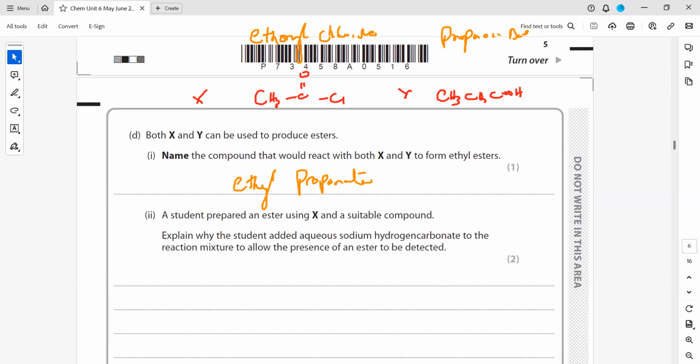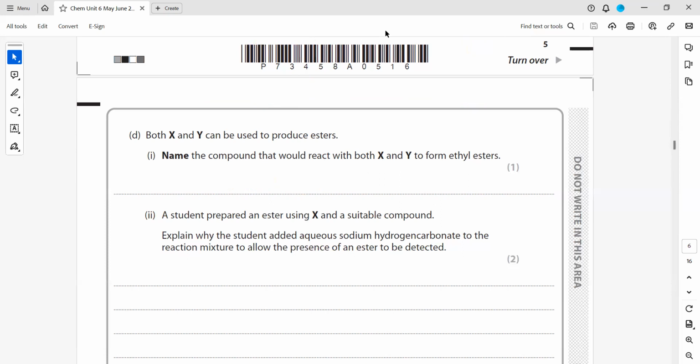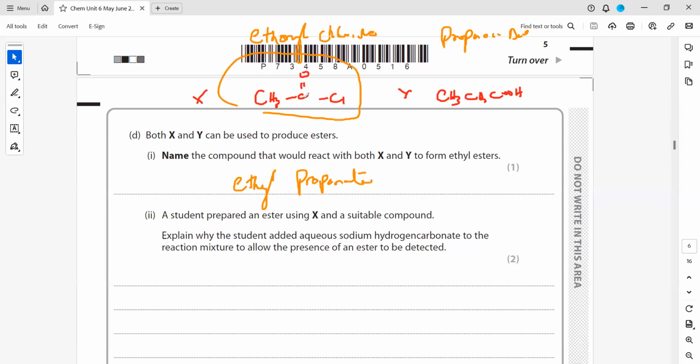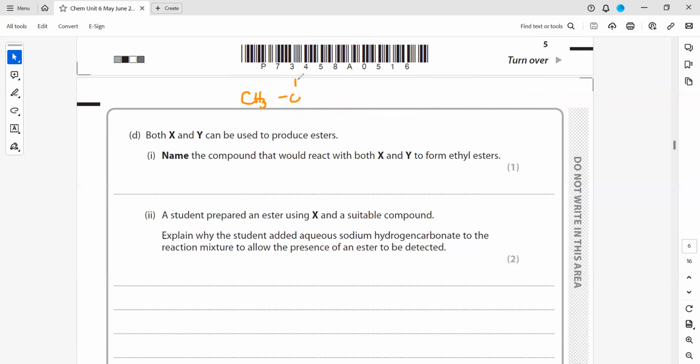Next: name a compound that would react with both X and Y to form an ester. Okay, so to form an ester, we have ethanoyl chloride, and we have a carboxylic acid, which is propanoic acid, CH3CH2COOH. So what can we react with them to form an ester?